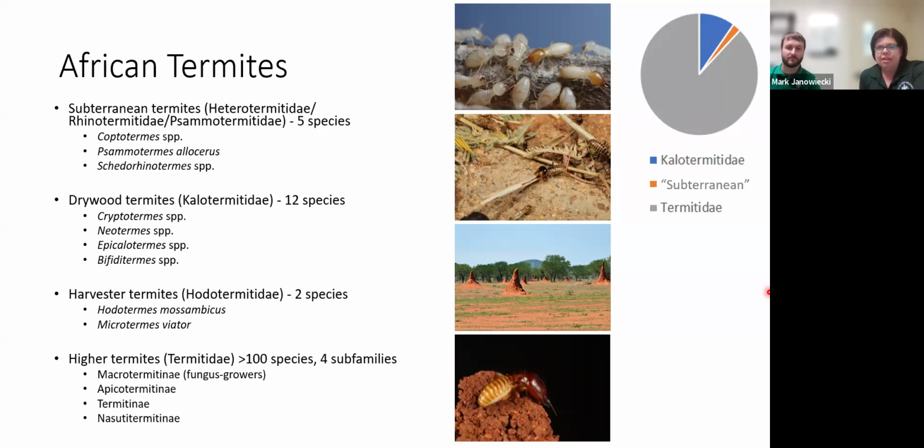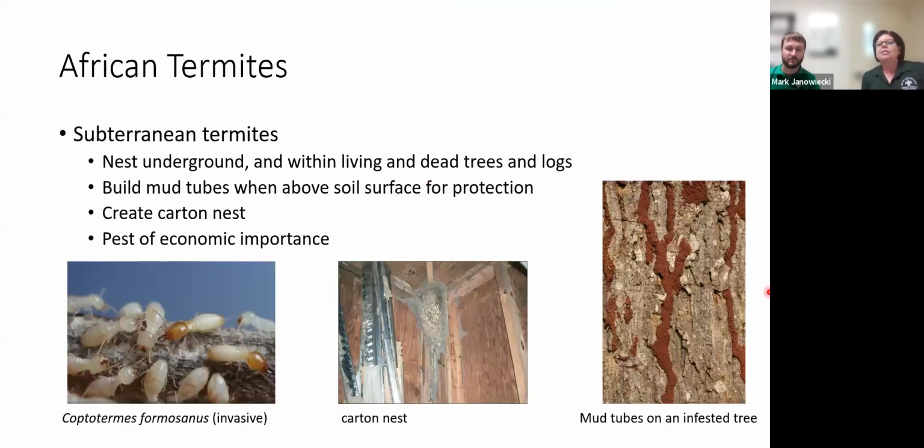So starting with the subterranean termites, as their name implies, these guys will be nesting underground. They also live within dead trees and logs. They will build mud tubes, as you can see in this picture here on the right. And these mud tubes actually help protect them, not just from predators, but when they're outside of their nesting system, above ground, it will protect them from drying out.